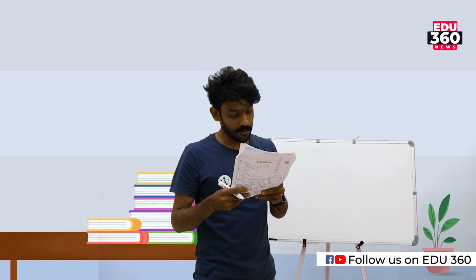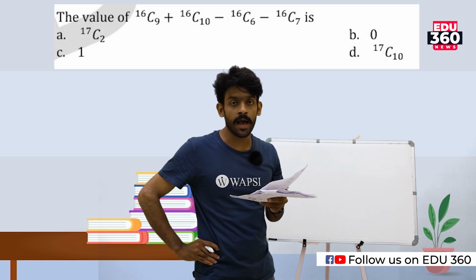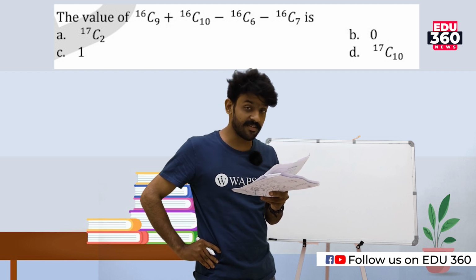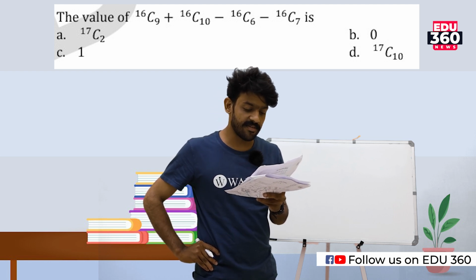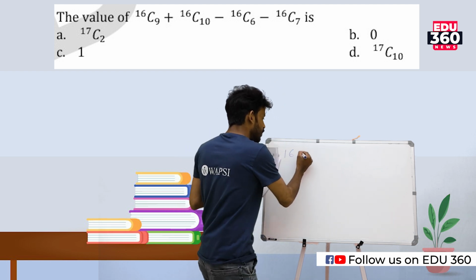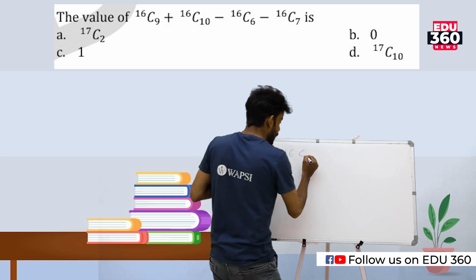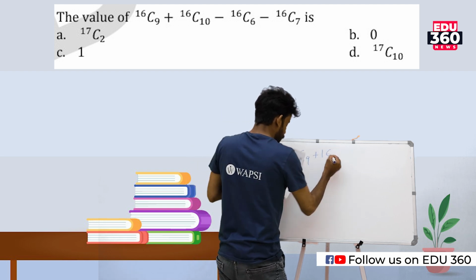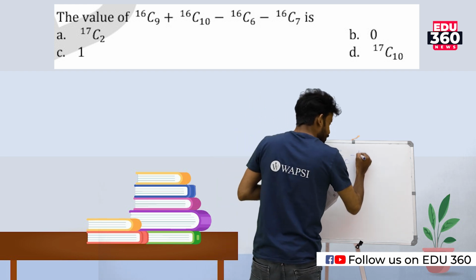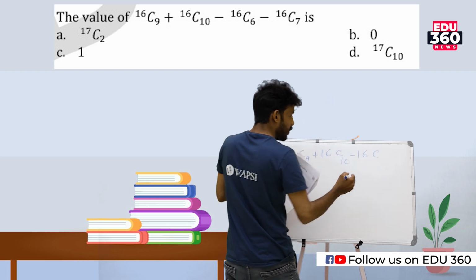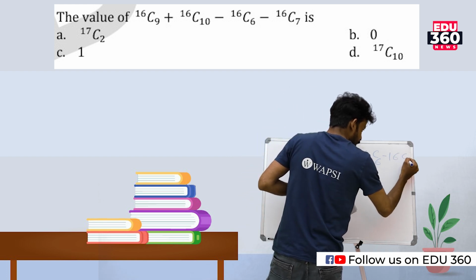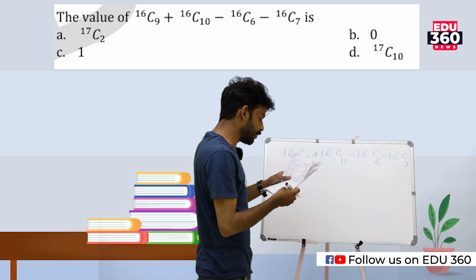Now we can move to the second question. Given that the value of 16C9 plus 16C10 minus 16C6 minus 16C7 is. So we need to find the value of this. First of all we can write 16C9 plus 16C10 minus 16C6 minus 16C7. We need to find the value of this one.